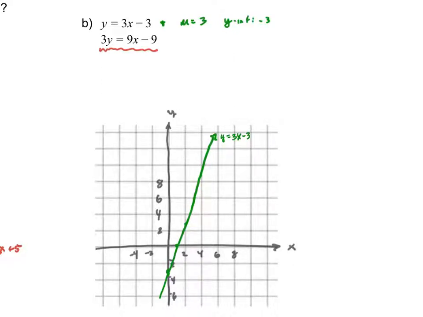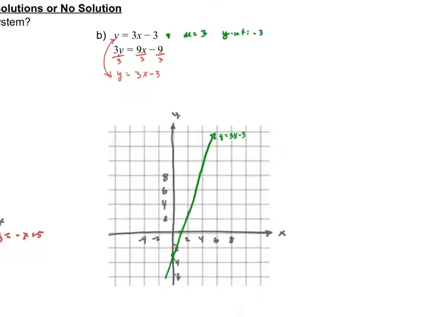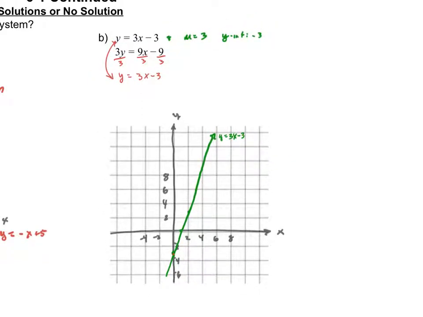Now if I convert this other equation to slope-intercept form so I can graph it, I'm going to begin by isolating y. I'm going to divide both sides by 3 so I can get y by itself. And it turns out that y is equal to 3x minus 3. And look, those two equations are the same. So if I were to graph them, they would be graphed right on top of each other.